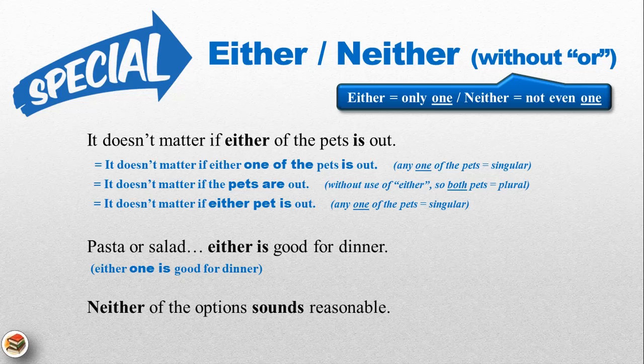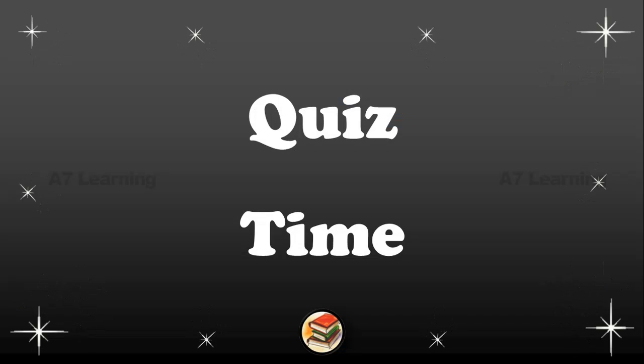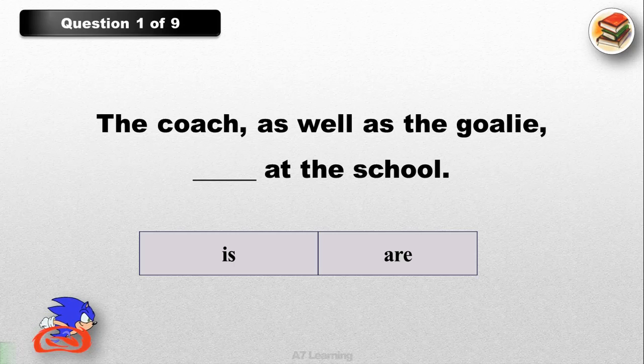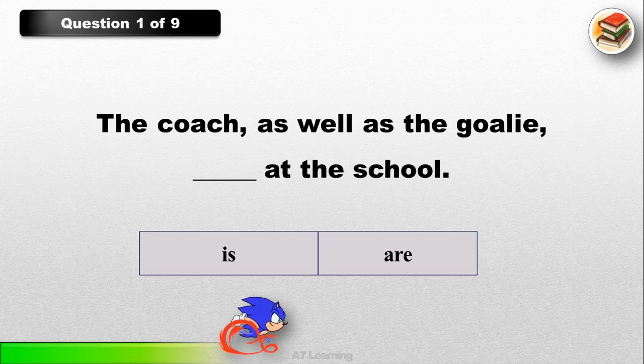Neither of the options sounds reasonable. Again, anytime you use either or neither, you're probably talking about neither one or either one, and that means a one. So if you have a singular subject, your verb should match. Let's test ourselves. The coach, as well as the goalie, blank at the school.